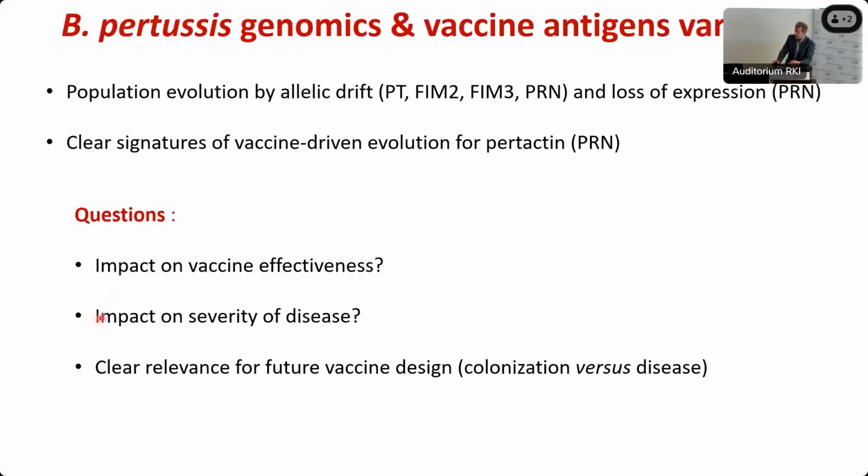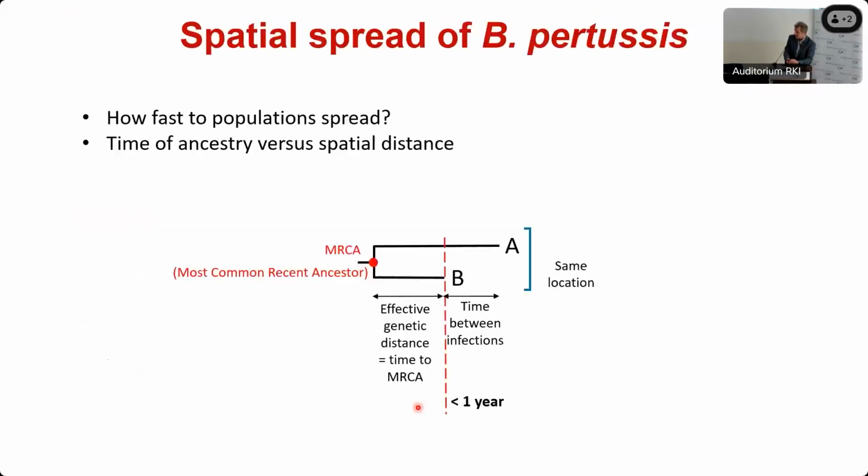Also, there are interesting questions about the severity of disease caused by strains that don't express pertactin, because this is a known virulence factor of Bordetella pertussis. And all these data have clear relevance for future vaccine design, especially from the perspective of defining vaccines against colonization rather than disease, as these vaccines are currently designed.